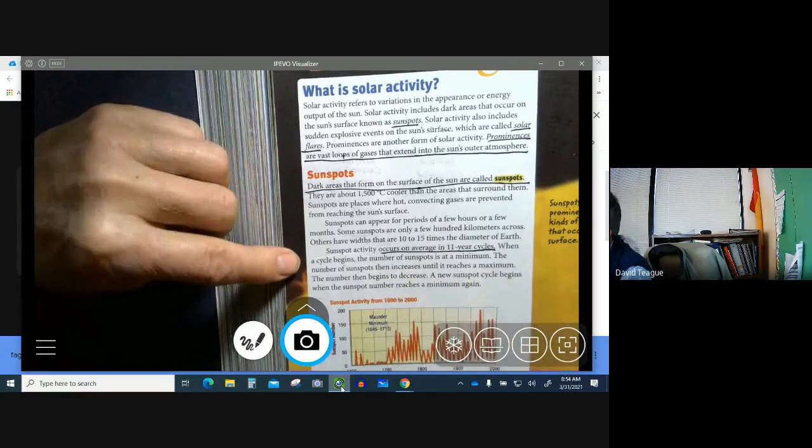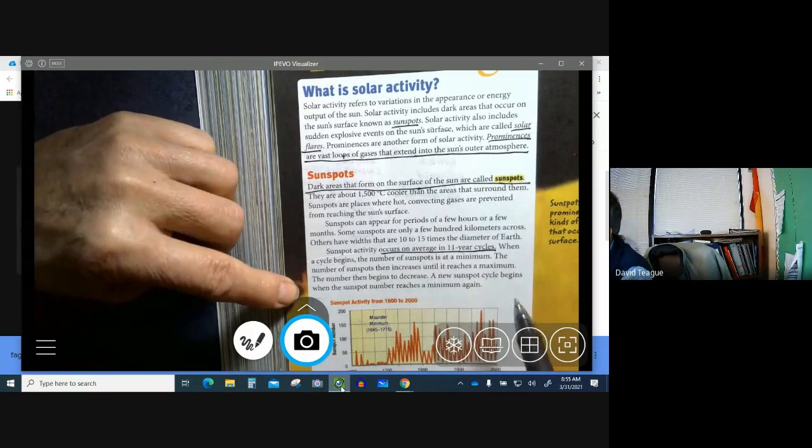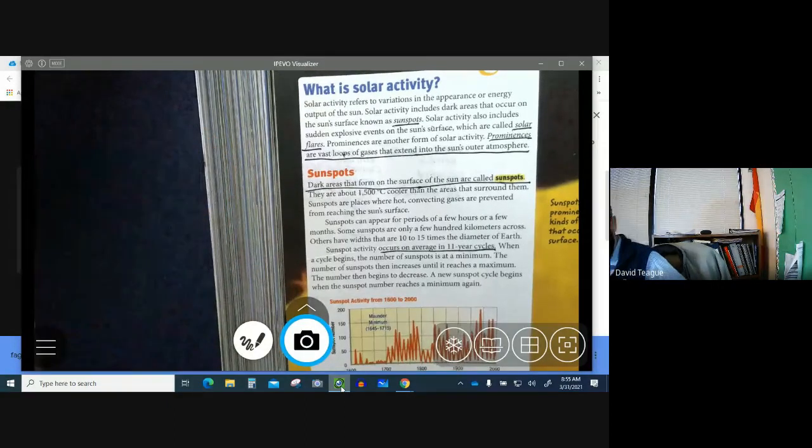Sunspot activity occurs on an average of 11-year cycles. When a cycle begins, the number of sunspots is at a minimum. The number of sunspots then increases until it reaches a maximum number, then begins to decrease. A new sunspot cycle begins when the sunspot number reaches a minimum again. Okay.